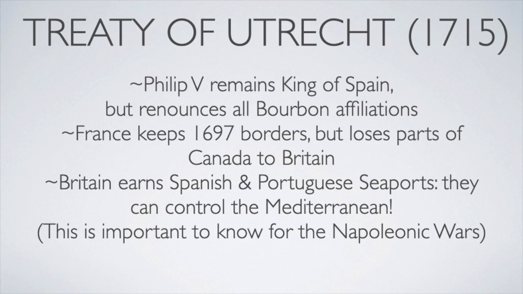As I look at this slide, I don't really like how it's written here. Philip V remains king of Spain, but renounces all Bourbon affiliations. It should be French affiliation. Spain is to operate independently from France. The fact that France will have its own king, and it will not be Philip V, should at least in part do that. But what's important to know about Philip V is he's the first Bourbon king of Spain. So from here on out, when we talk about a Spanish monarch, the Spanish monarch is Bourbon. This is the end of the Spanish Habsburgs, and it's the beginning of the Spanish Bourbons.